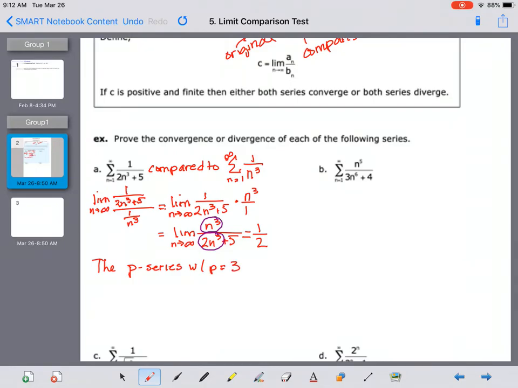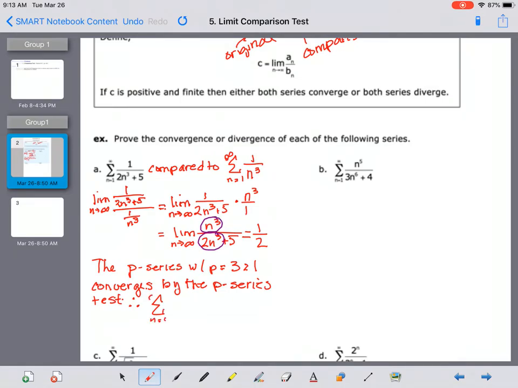Equals 3, which is greater than 1, converges by the p-series test. Okay, so we establish our comparison series, what our comparison series does. Therefore, I'm going to use my 3 dots. We want to write out the series we're actually proving.